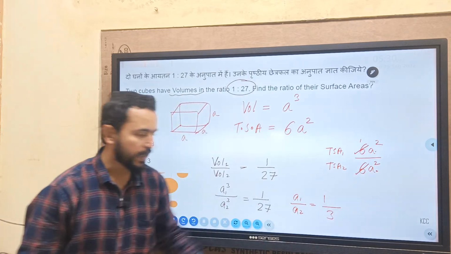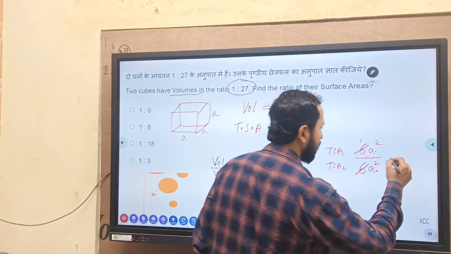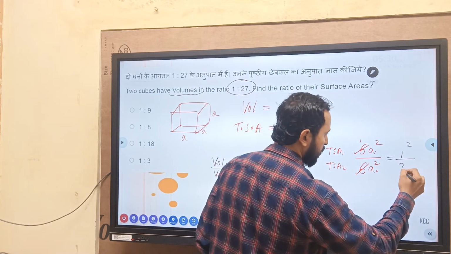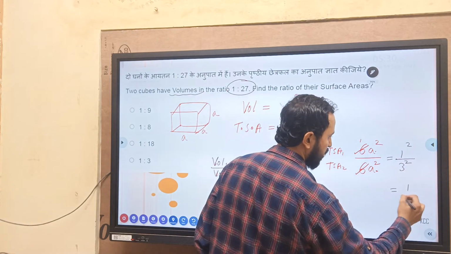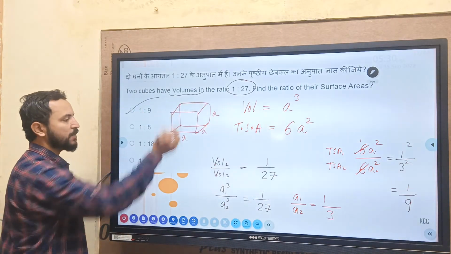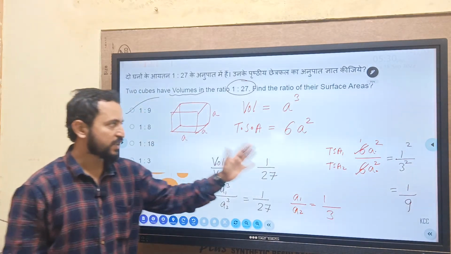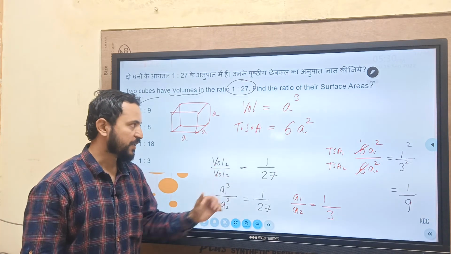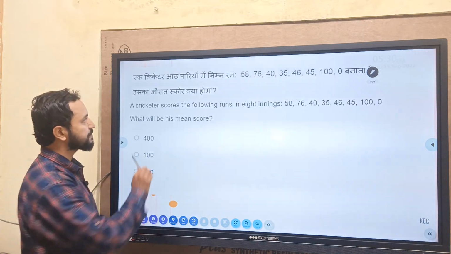What is A1? 1. Substitute here: 1 square. What is A2? 3. 3 square. 1 square is equal to 1, 3 square is equal to 9. 1 by 9. Option number 1. That's the answer for the question. Directly, by using this formula you can do it. Moving ahead to the next.